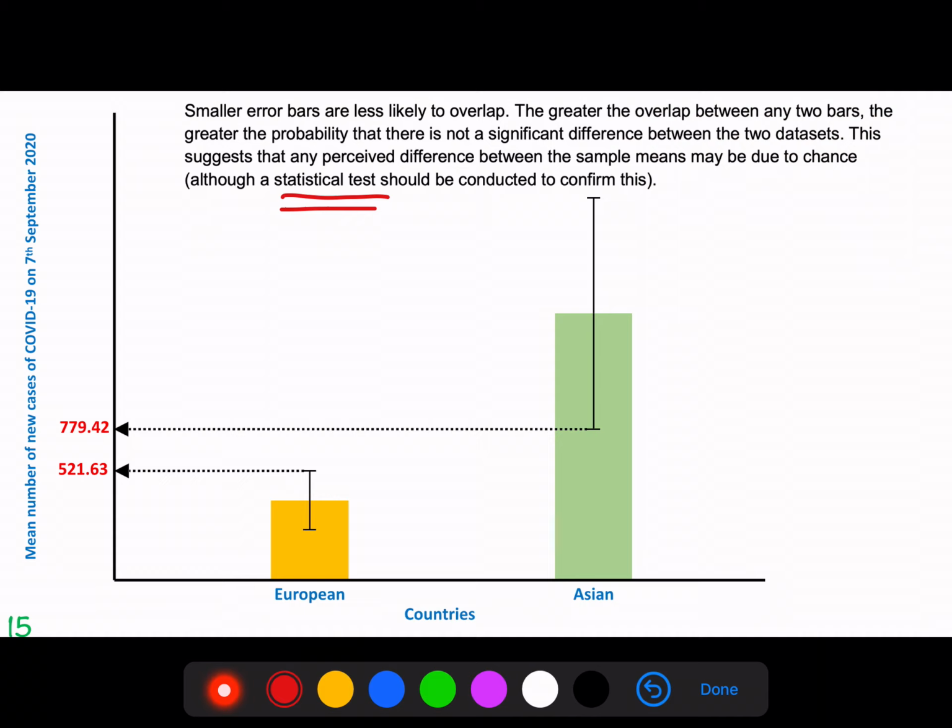More on that later. Let's say the Asian countries' error bar extended to here. Now, of course, then you'd get an overlap, wouldn't you? If there's an overlap between error bars, then it's likely that there is no significant difference between those two mean values.